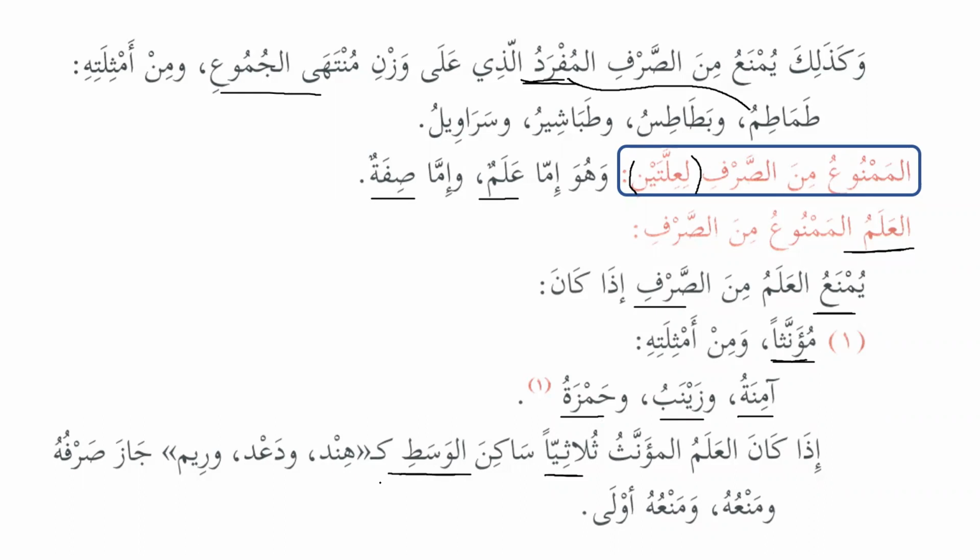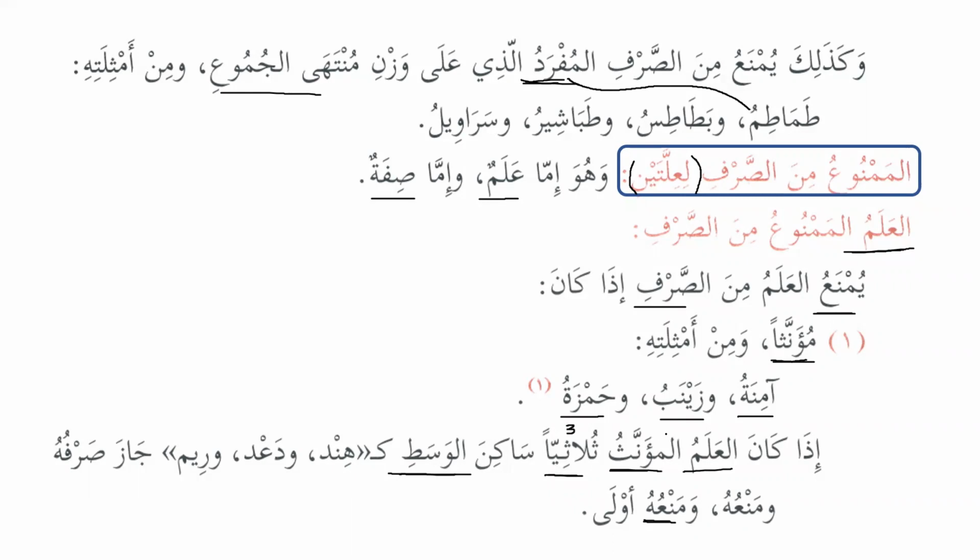like هند, دعد, ورم, جاز صرفه ومنعه. It is permissible to make it triptote or diptote. ومنعه أولى, but it is better to make it ممنوع من الصرف. So a noun which is إذا كان العلم المؤنث. So there should be conditions. Number one, it must be definite, and number two, it should be feminine, and number three, it should consist of three root letters. So basically three things.